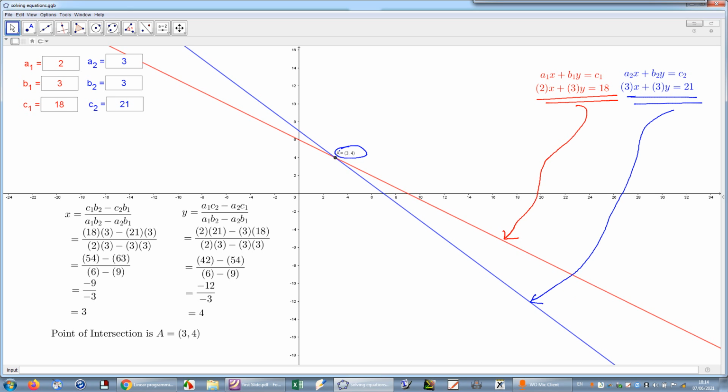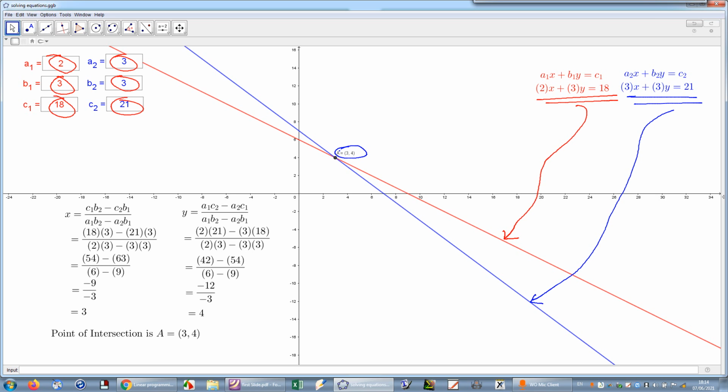So what was the formula that we used? X is given by C1B2 minus C2B1 upon A1B2 minus A2B1, and Y is equal to A1C2 minus A2C1 upon A1B2 minus A2B1. So in the first step, write down the values of A1, B1 and C1. A1 is equal to 2, B1 is equal to 3, C1 is equal to 18. A2 is equal to 3, B2 is equal to 3 and C2 is equal to 21.